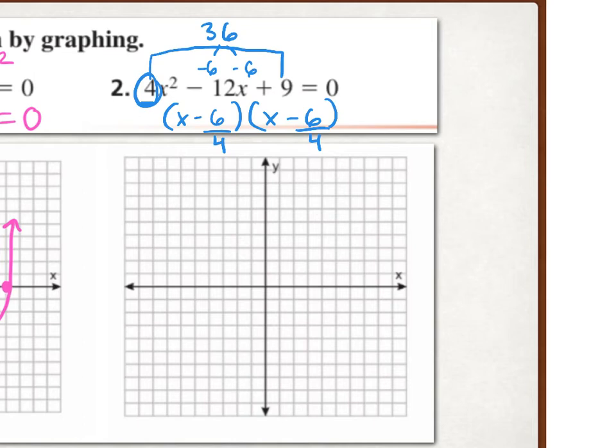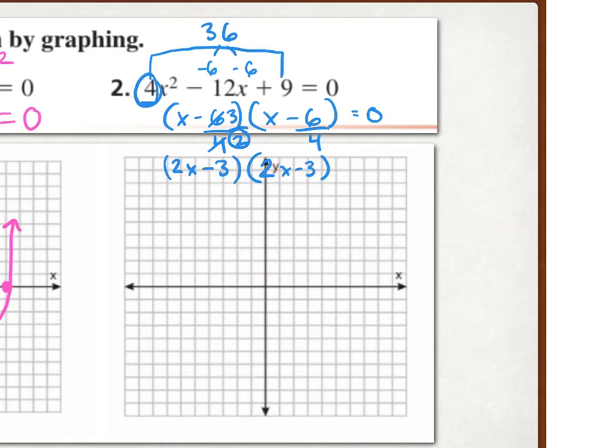Can we simplify here? Can we simplify 6 divided by 4? Are they both even numbers? Yeah, so we can divide them by 2. So if we divide it by 2, this becomes 3 over 2. We need to move the 2 out front. So this is 2x minus 3. And then the same thing is in our second parentheses because we started with the same x minus 6. So this is 2x minus 3.